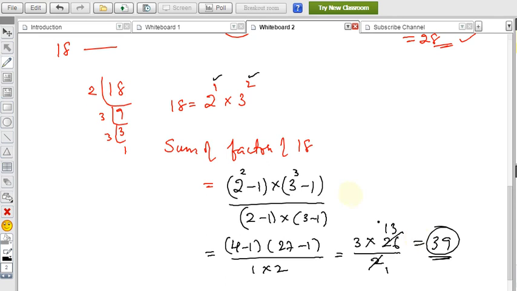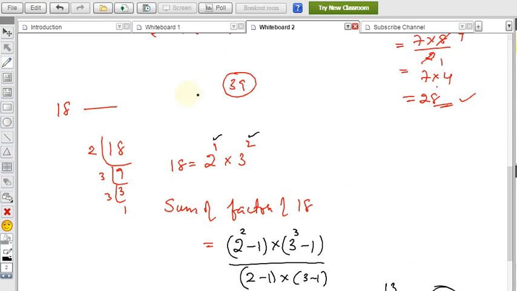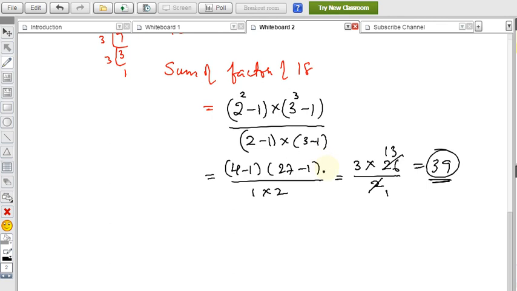Yes, we'll get the same. So the sum of the 18 factors is 39. That is 1, 2, 3, 6, 9, 18. These all add, if you do, you'll get 39. So this is a shortcut trick to find out the sum of the factors of a given number.